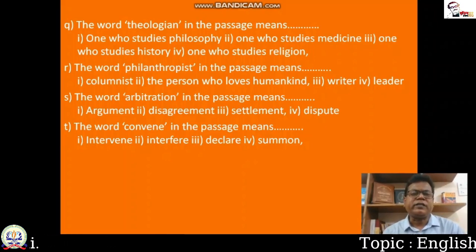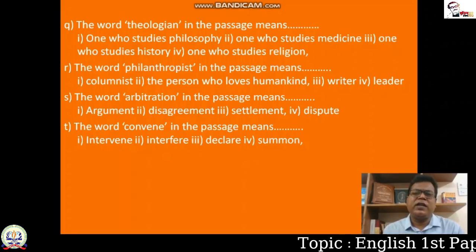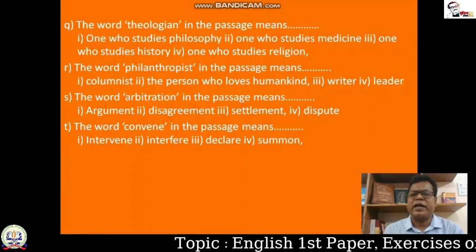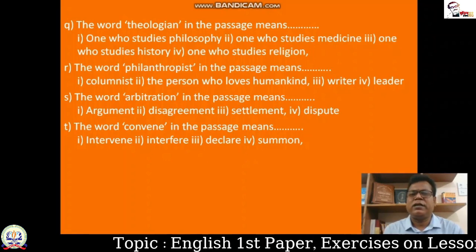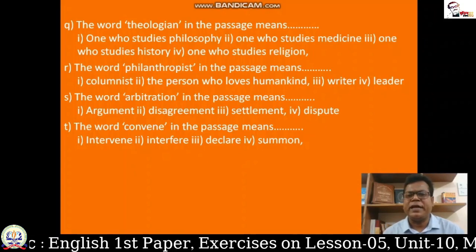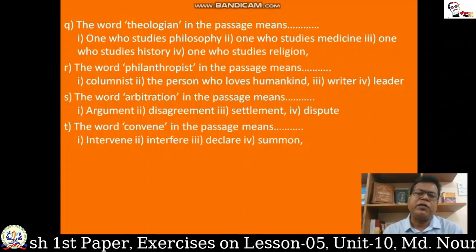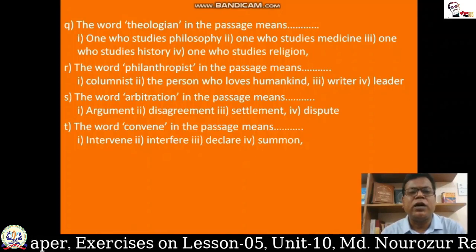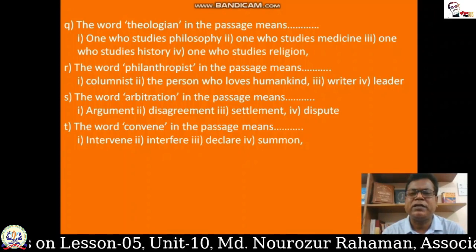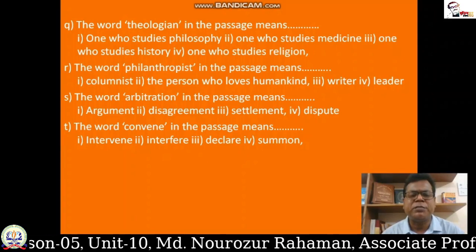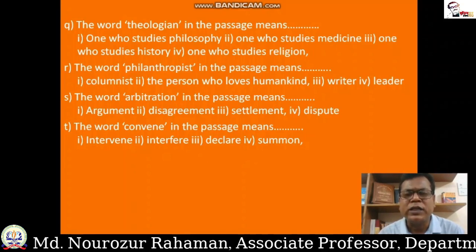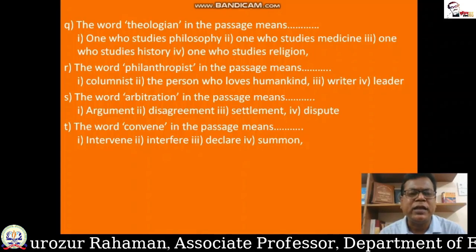Number R, the word philanthropist in the passage means alarmist, the person who loves humankind, writer, leader. So philanthropist means one who loves mankind. So number two will be the correct answer. The word arbitration in the passage means argument, disagreement, settlement, dispute. Arbitration means to arbitrate, to resolve something, to settle something. So settlement, or number three, will be the correct answer.